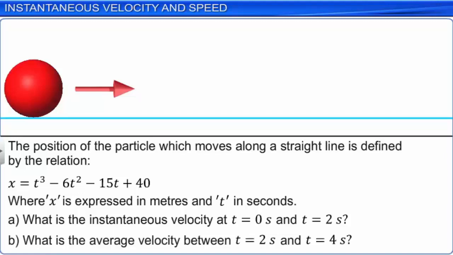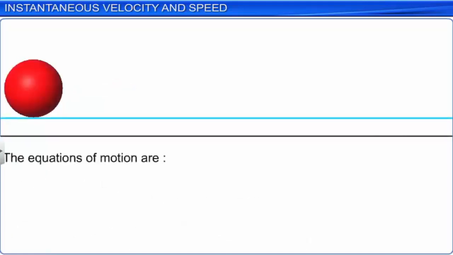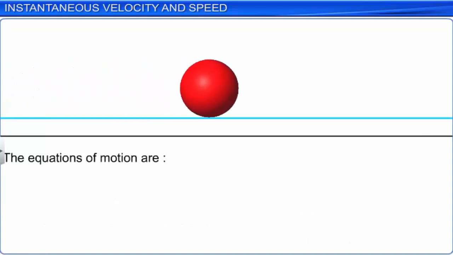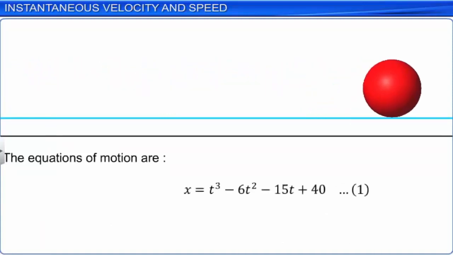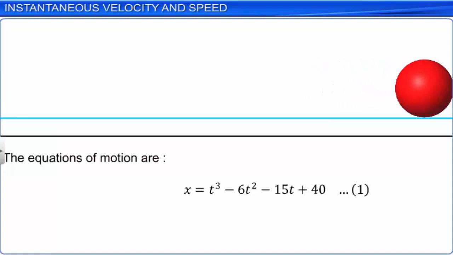Solution: the equations of motion are x is equal to t cube minus 6t square minus 15t plus 40. V is equal to dx by dt is equal to 3t square minus 12t minus 15. Label these equations 1 and 2.